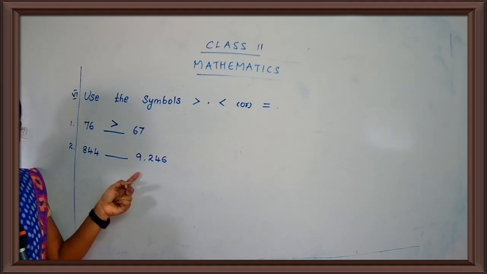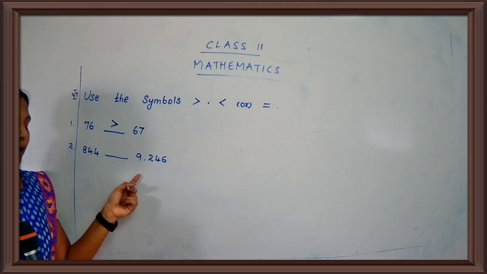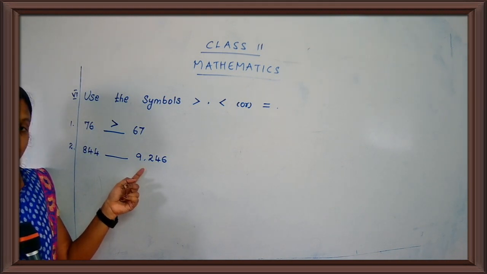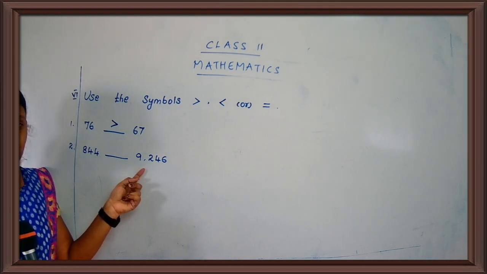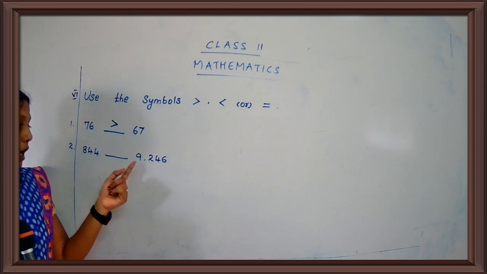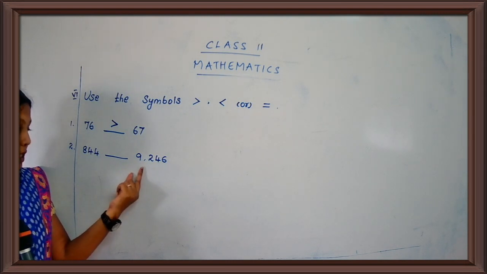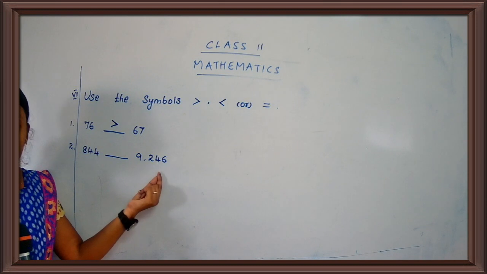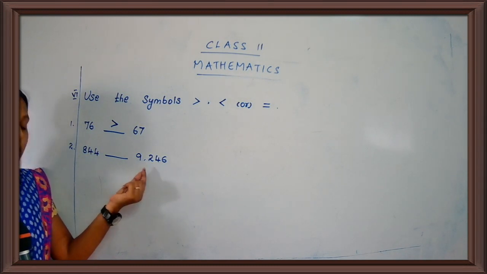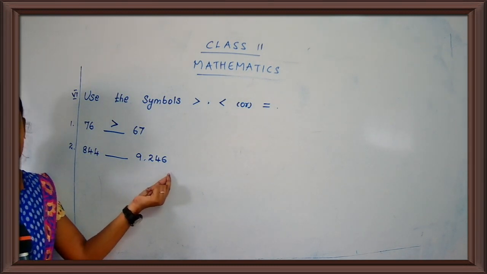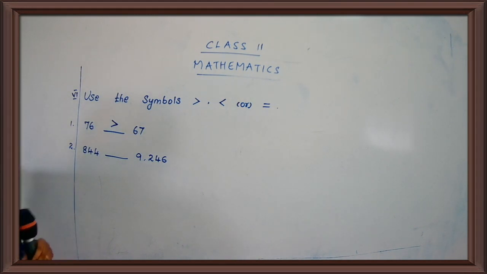Then see here, how many digit number is this? 4-digit number. A 4-digit number starts from 1000. Okay, how do you read this one? 9246. Okay, 9246. Which one is the greatest number?